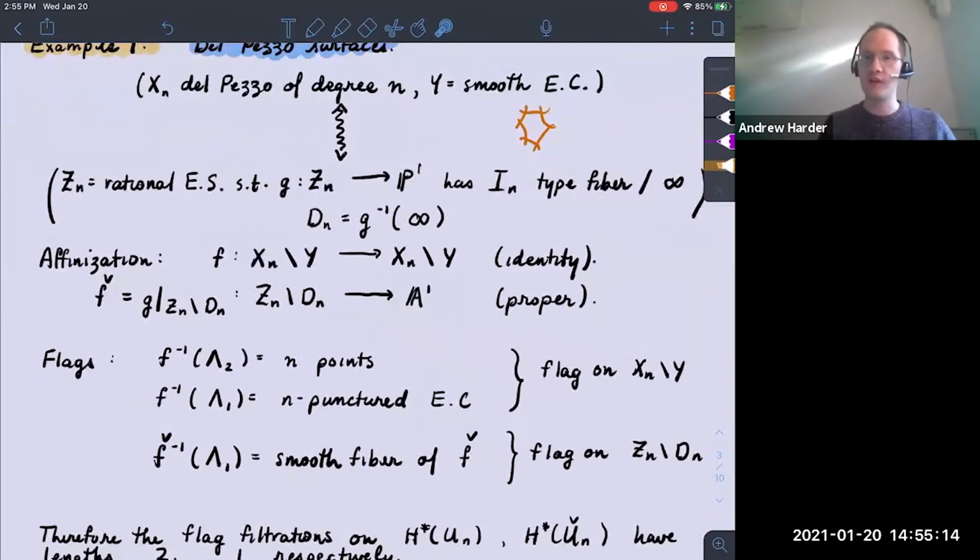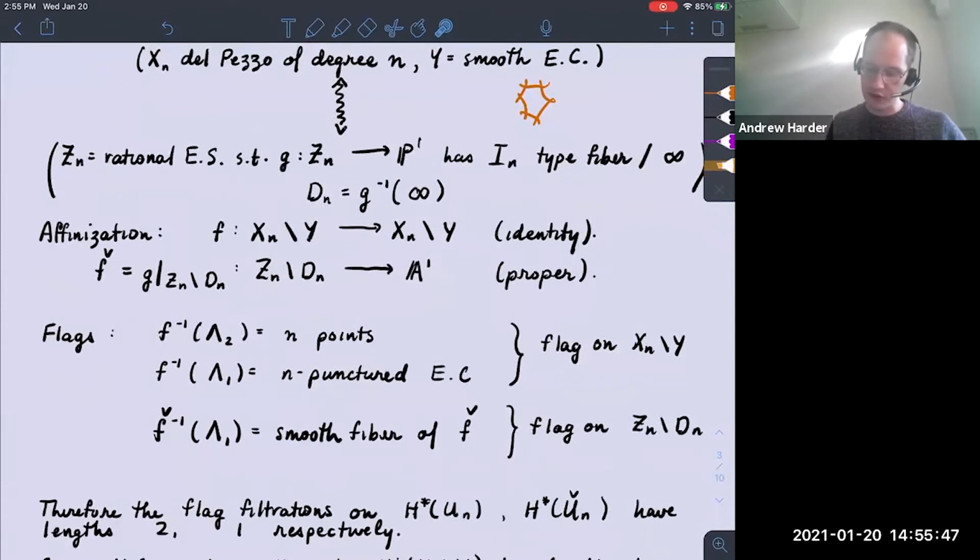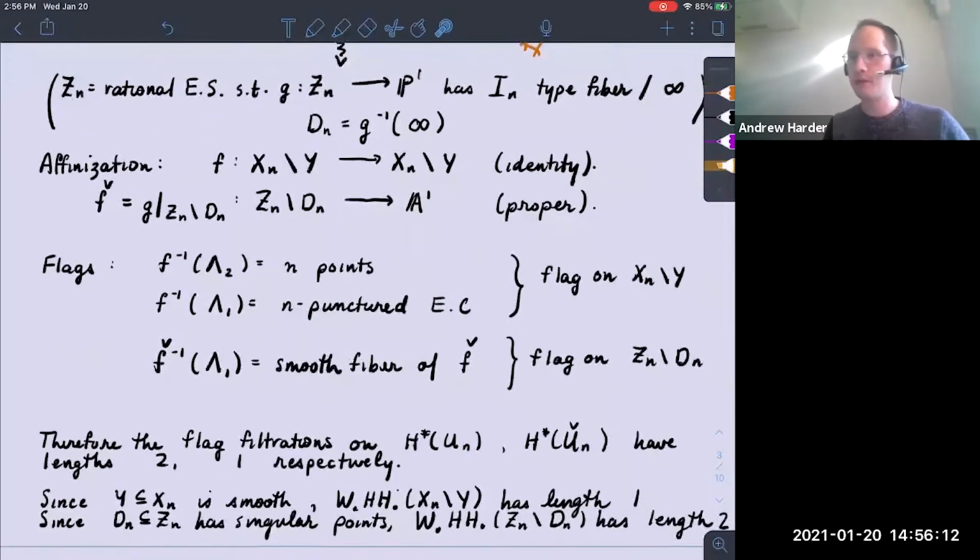So just looking at the different flags that determine the perverse Leray filtration in these cases, you can see that the flag determining the perverse Leray filtration on X_n minus Y is, well, you can take the pullback to an n-punctured elliptic curve sitting inside of this complement of a smooth elliptic curve. And then the deeper part is just a collection of points. So this is a filtration of length 2, right? So there are 2 pieces in the filtration. And then the filtration on the other side has 3, sorry, possibly non-trivial graded pieces. And then on the other hand, we have 2 possibly non-trivial graded pieces in the filtration on Z_n minus D_n. Okay, so we have these lengths of the length 1 and length 2 filtrations. Maybe I should have said 2 and 3.